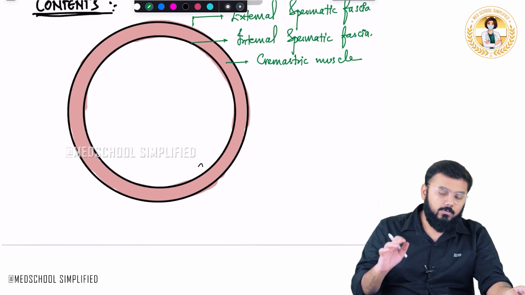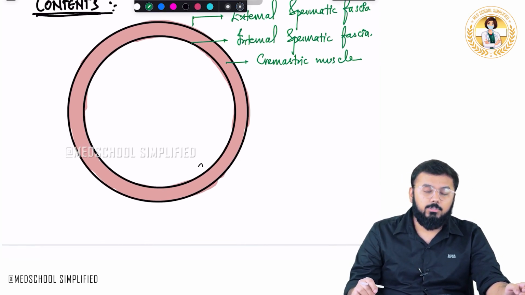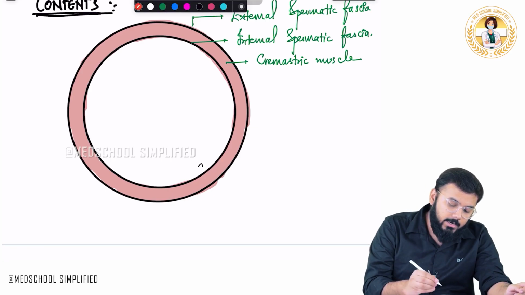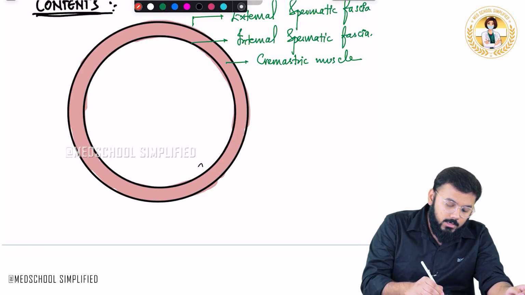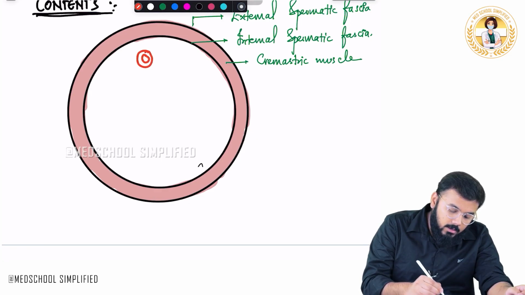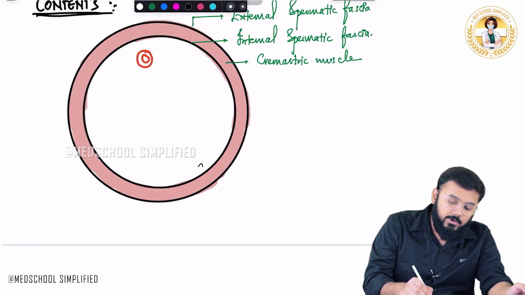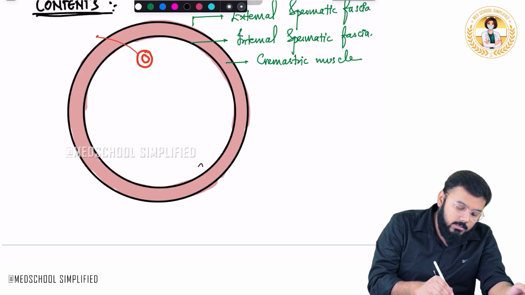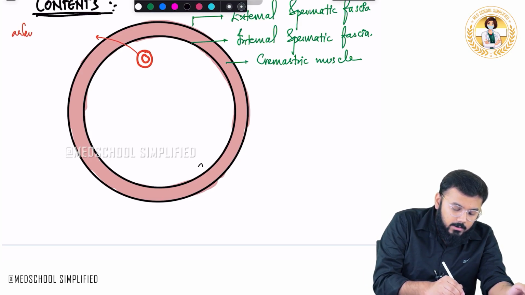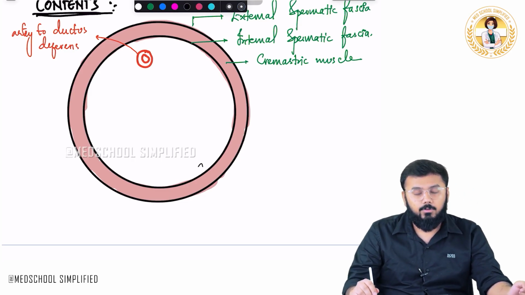Now, in the center of the spermatic cord, what are the contents you have got? The first important content is an artery. What is the name of this artery? This is called the artery to ductus deferens.